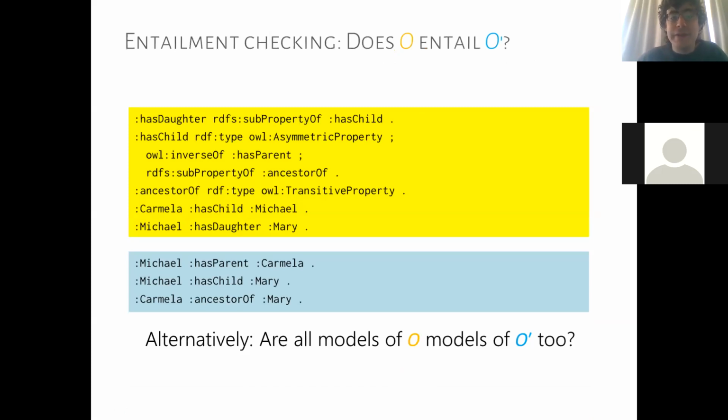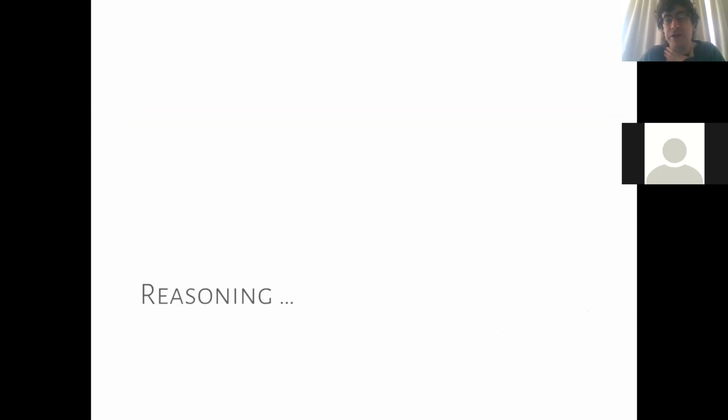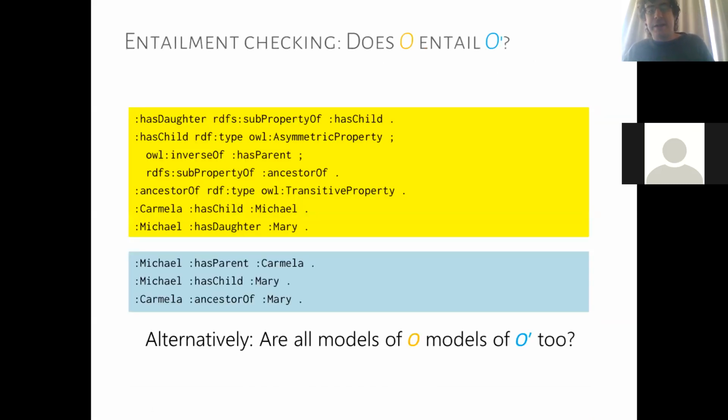Another task that we have is entailment checking. So given two ontologies, does ontology O entail ontology O prime? Okay. So again, we've already defined this: are all models of O models of O prime as well? So this is another task that we discussed previously. We're given two ontologies and we check if the first entails the second or not.